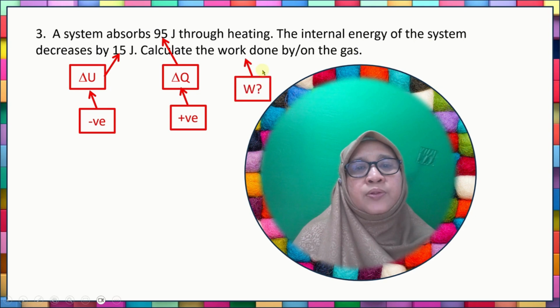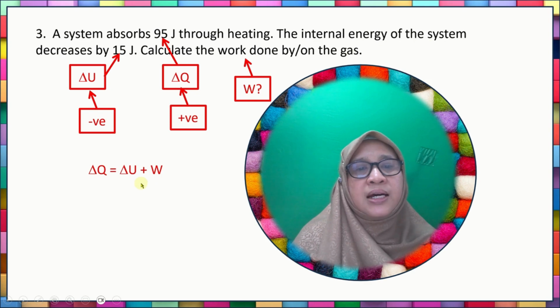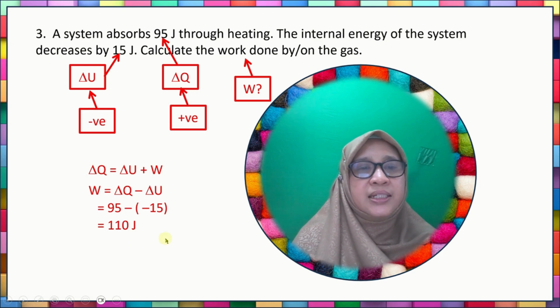And we are going to find the work done. So we use the first law of thermodynamics. Delta Q equals delta U plus work done. Work done is equal to delta Q minus delta U, and we substitute these two values into the equation and get 110 joule. Okay, so that's the answer for question 3.